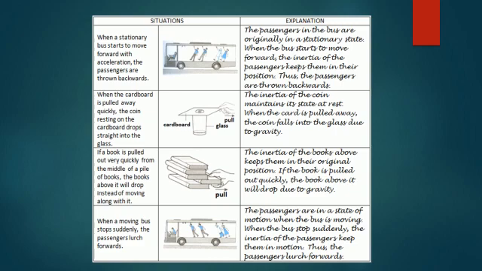Then we have a moving bus and suddenly the driver stops the bus, and what will happen? Everybody will move forward because they are already in motion, and when the bus is stopped suddenly, the passengers are also in motion and they move forward.